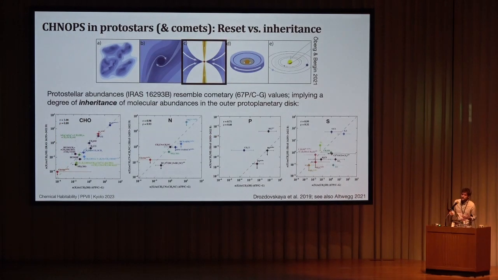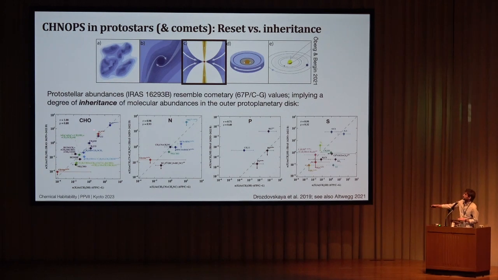Some of this complexity survives when material is incorporated into protoplanetary disks. We see this by comparing here protostellar molecular abundances on the vertical axis and cometary abundances based on 67P. Yeah, so you can see this clear one-to-one line with deviations, obviously, suggesting that at least some of the protostellar abundances are directly inherited in the ices in the cold outer regions of the solar system.